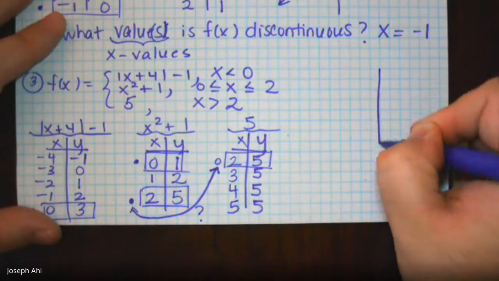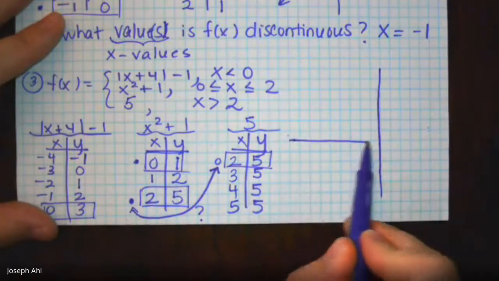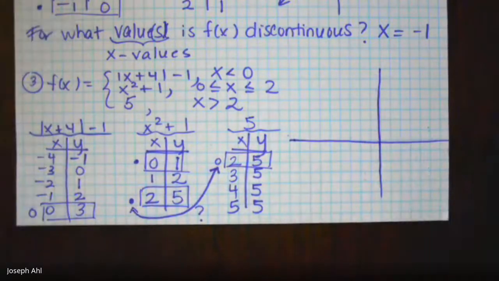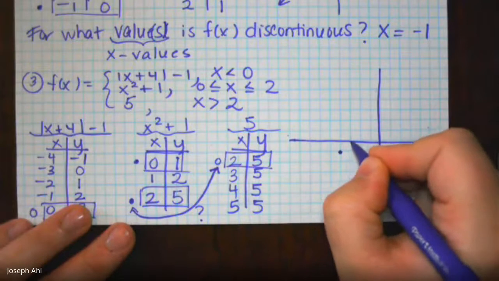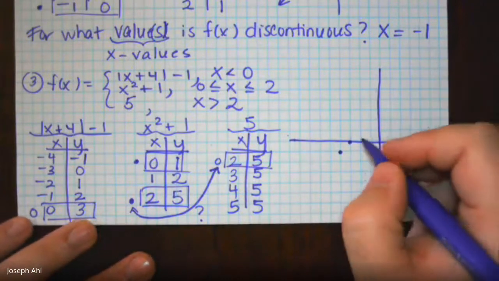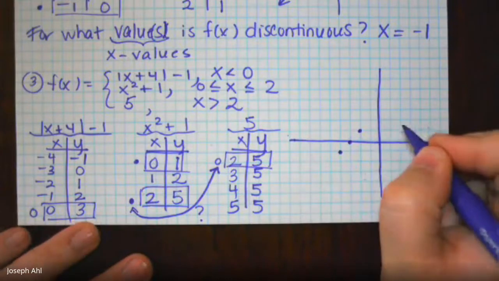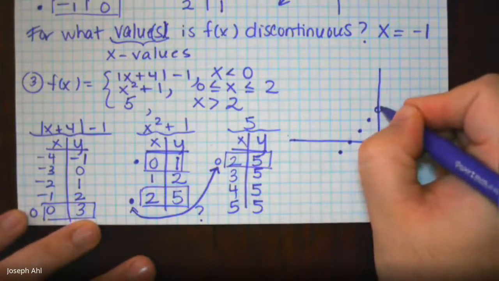All right, so here's my graph. So I'm going to start with the absolute value part, which is -4, -1, and -3, 0. We've got -2, 1, -1, 2, and 0, 3 has to be open, like that.